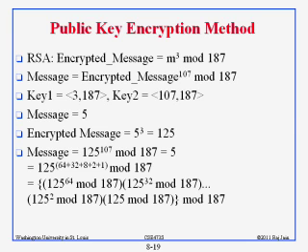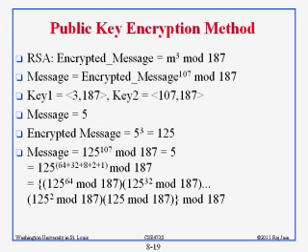So example is, suppose the keys are 3 and 187 and 107 and 187. Your message is 5. So encrypted message would be 5 raised to 3 mod 187. 5 raised to 3 is 125, mod 187 is 125. Right? And so this is the ciphertext and this is the plain text. Now the receiver, whoever has this private key, could figure out what the actual number is by doing 125 raised to 107 mod 187. Now try to do this on a calculator. It will overflow.